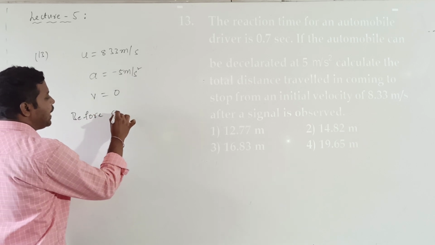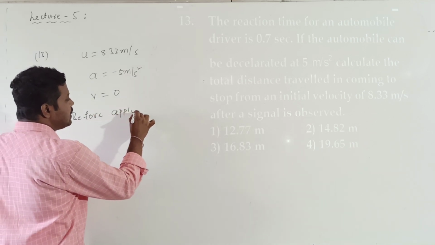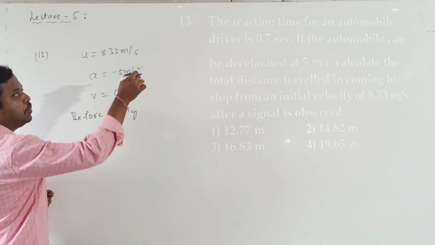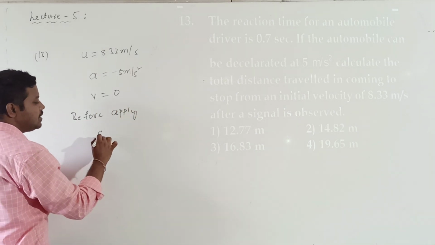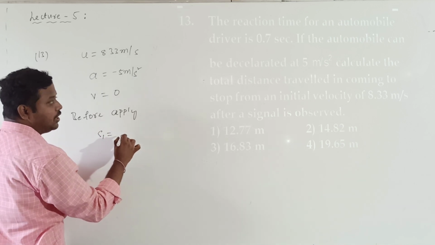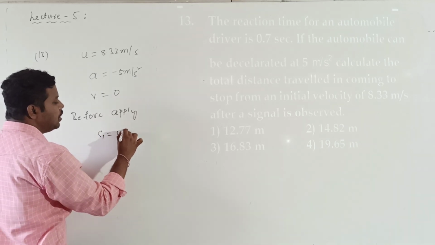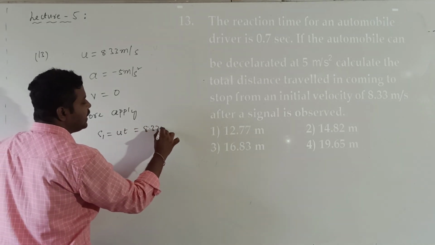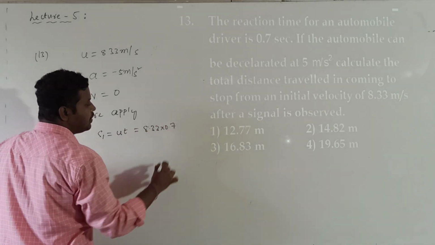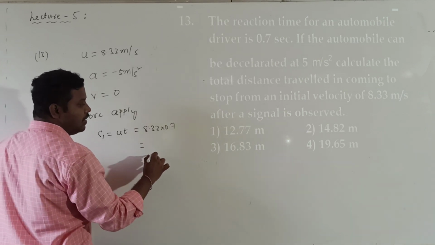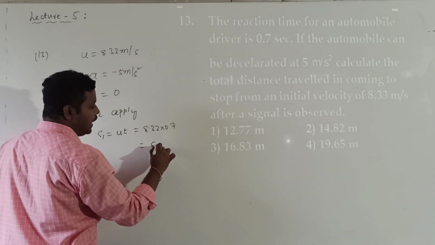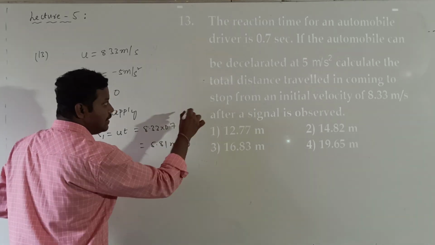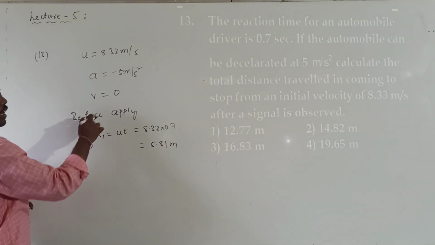Before applying the brake, what is the distance travelled? That is given by S1, because at that time the body is moving with uniform velocity. So distance is equal to velocity into time, u into t. What is the u value? 8.33 into the t value 0.7. So what is the answer? 5.81 meters. This is the distance travelled before applying the brake.